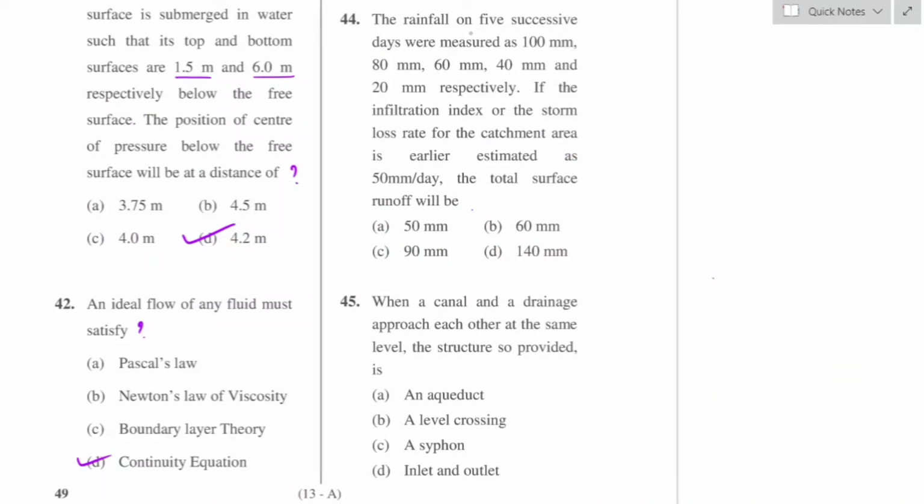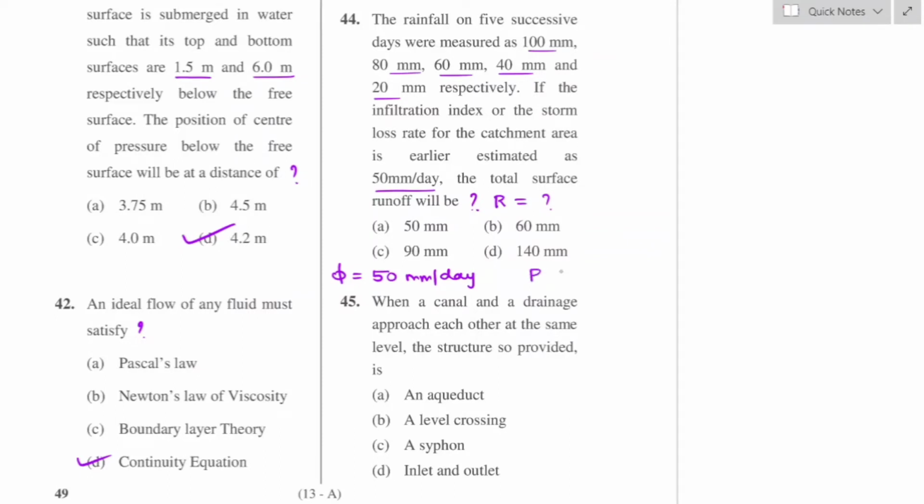Question number 44. The rainfall on 5 successive days were measured as 100 mm, 80 mm, 60 mm, 40 mm and 20 mm respectively. If the infiltration index or storm loss rate for the catchment area is earlier estimated as 50 mm per day, the total surface runoff will be. So we have to calculate the total surface runoff. Given that value of phi index is equal to 50 mm per day.